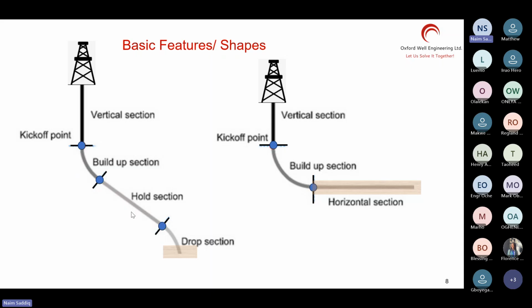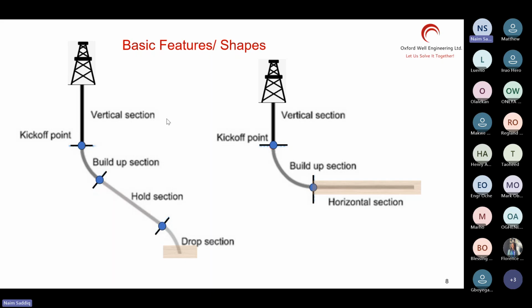Then you have a drop section. Sometimes you have a drop section. Usually you have, and this shape is called S shape. It's only going in one direction. If you are turning and building at the same time, this is the 3-dimensional S profile.